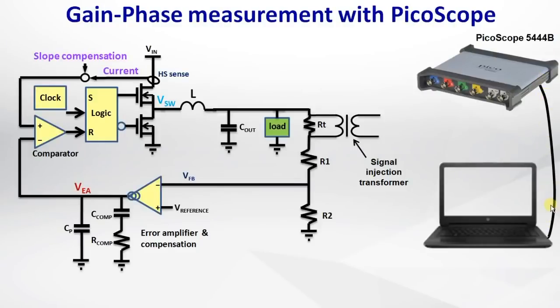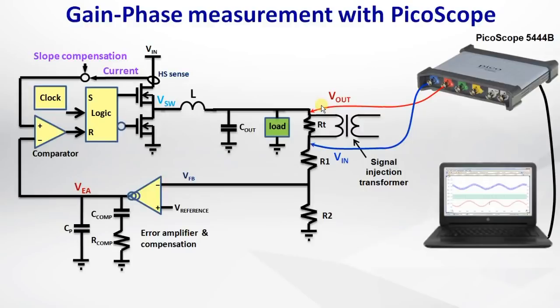The hardware is connected to your PC, which runs the Picoscope software. For the gain phase measurement, scope channel A is connected to the loop input and channel B is connected to the converter output. Picoscopes have a built-in generator, which is used for the injection signal, so the generator output is connected to the signal injection transformer input. You can use another channel to measure the converter switching signal to check the converter operation at different injection signal frequencies and amplitudes.